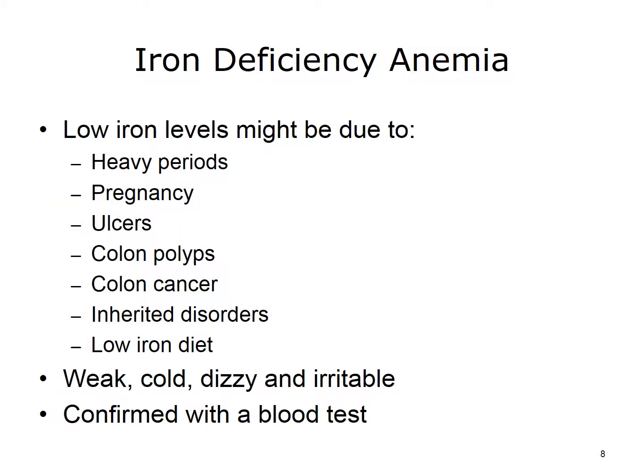What are some of the disorders that can affect our blood? One common blood disorder is iron deficiency anemia. Your body needs iron to make hemoglobin. Hemoglobin gives blood its red color. When your iron levels get low, you have what's called iron deficiency anemia.